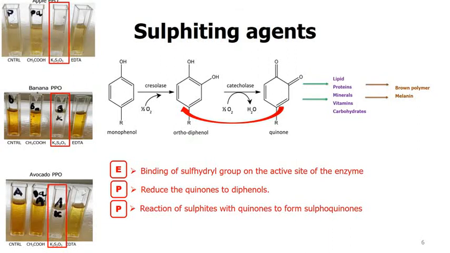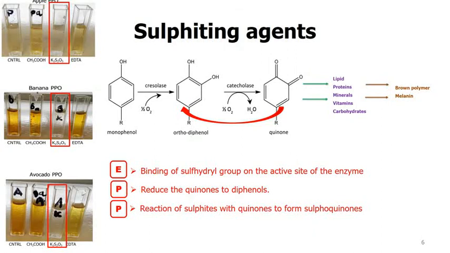Your sulfites, we all know that sulfites are mostly used inhibitors of a whole lot of chemical reactions. We know that sulfites are also used as antimicrobials, so they are used to prevent microbial growth in food. They are used in wines.